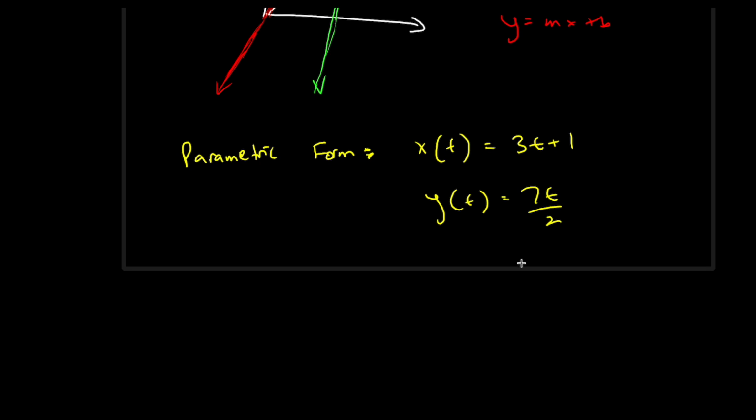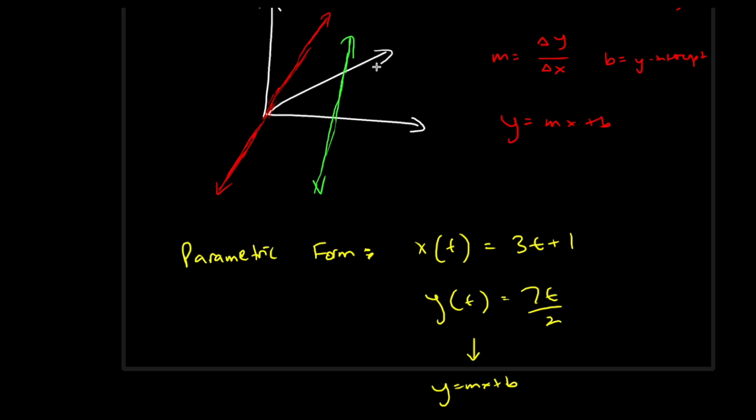And with this, I can come up with a y equals mx plus b equation. But in 3D, I can only write it as a function of t, meaning I cannot write it in Cartesian form. It can only be written in parametric form, 3D lines.